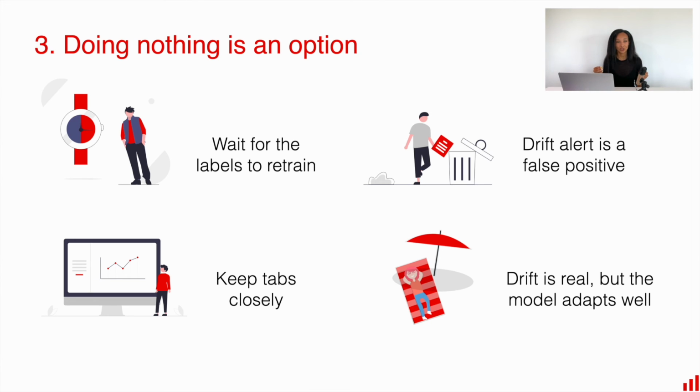You might want to just continue to monitor for drift because drift detection methods can be very volatile, and if you continue to monitor, your drift can just stabilize and there is no data drift at all. Or maybe the drift is real, but you trained such a good model which adapts really well, and in this case you do not need to do anything at all.